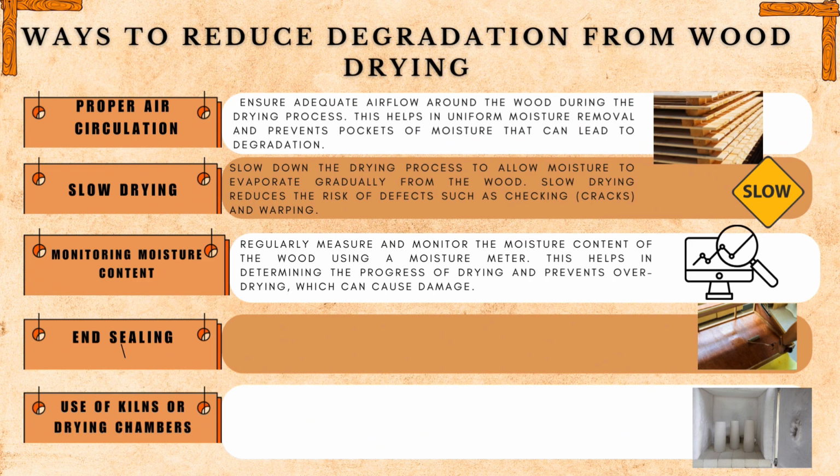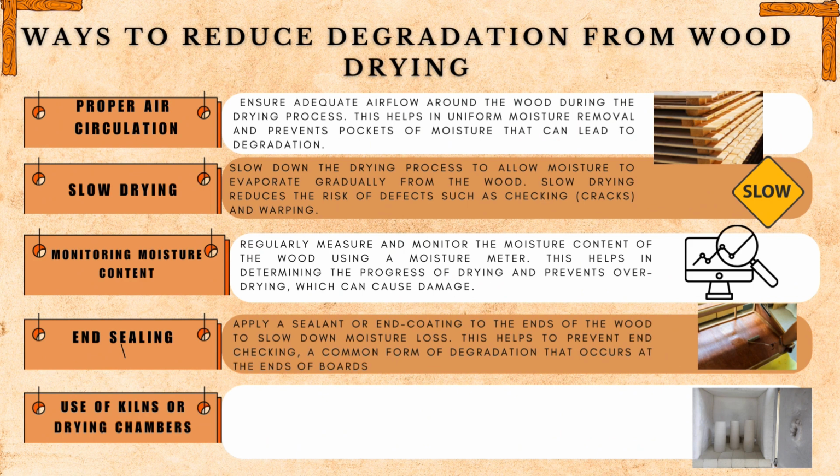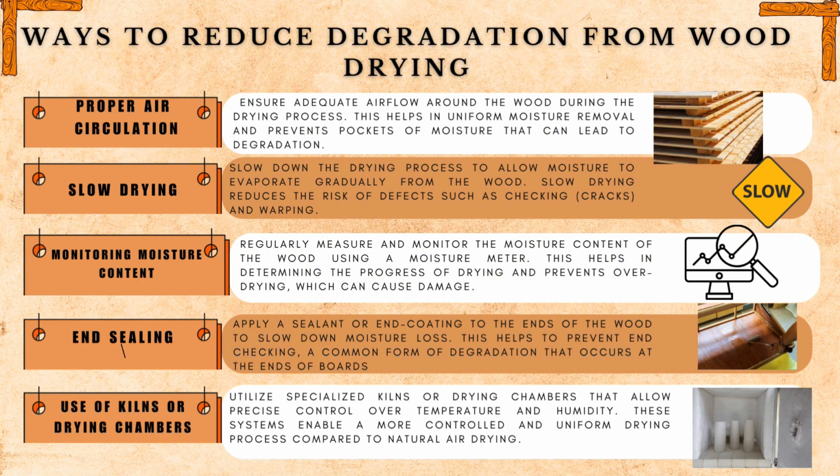Other than that, monitoring moisture content. We need to regularly measure and monitor the moisture content of the wood using a moisture meter. This helps in determining the progress of drying and prevents over-drying, which can cause damage. Next way is end sealing. A sealant or end coating is applied to the ends of the wood to slow down moisture loss. This helps to prevent end cracking, which is a common form of degradation that occurs at the end of boards.